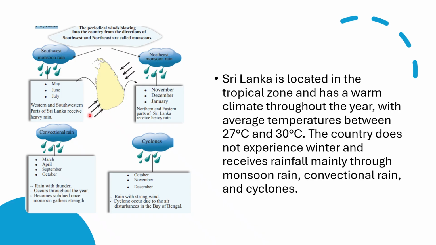Convectional rain, March, April, September, October. This is rain with thunder, occurs throughout the year, becomes subdued once monsoon gathers strength. Cyclone, October, November, December. Rain with strong winds. Cyclones can occur due to the rain disturbance in the Bay of Bengal.